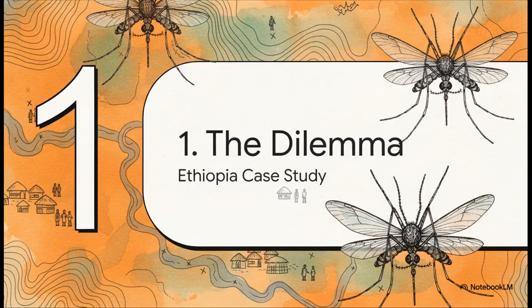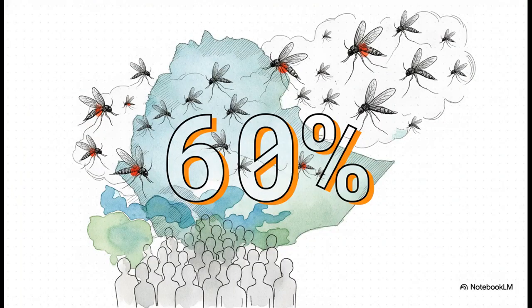Section 1. The Ethiopian Malaria Dilemma. To nail our AO1 criteria, we first really need to grasp the sheer scale of this communicable disease. I want to anchor our entire narrative right off the bat with this stark statistic. 60%. 60% of Ethiopians live in malaria risk zones.